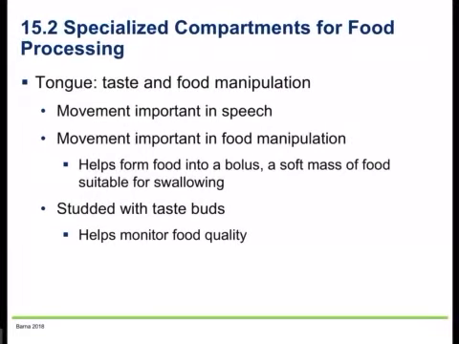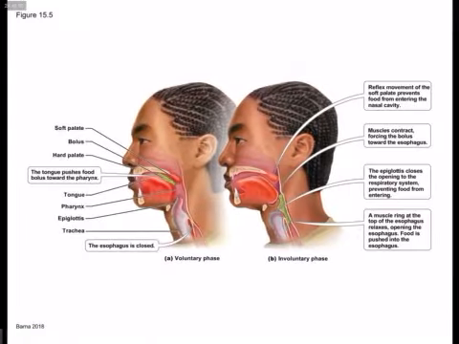Looking at our tongue, I'm just going to go right to this image right here. Our tongue is important in speech and it's important in food manipulation. Your tongue is what's going to form that bolus of food, which is basically this sort of round-like mass that makes it easier for swallowing and pushing it into the throat, which is known as your pharynx there.